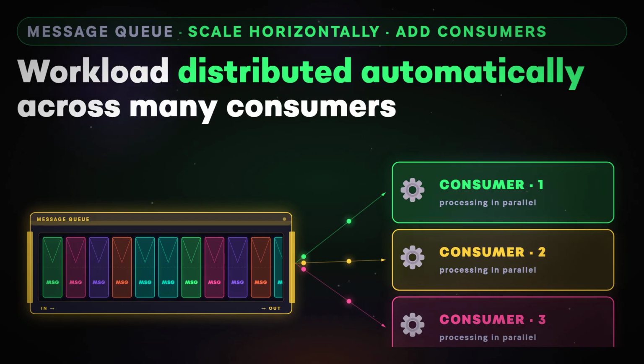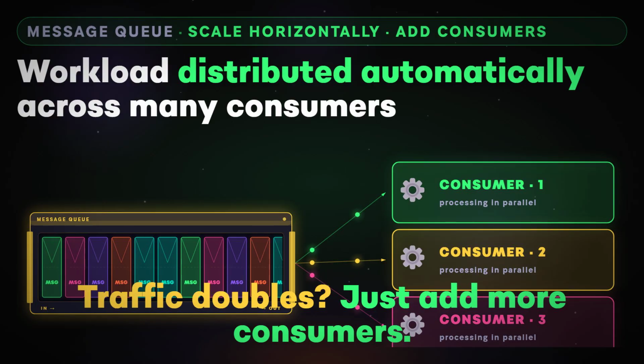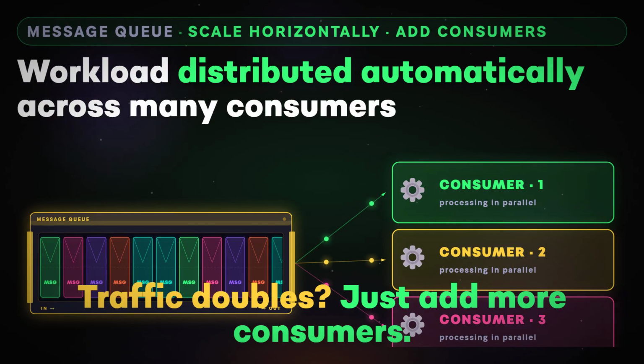This allows us to scale horizontally. If traffic doubles, we can simply add more consumers. This is one of the reasons queues are so popular in large scale systems.